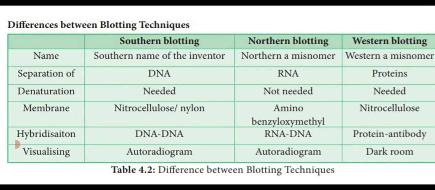These 3 processes use different filter papers. Southern blotting uses nitrocellulose or nylon filter paper. The second one uses aminobenzyloxymethyl filter paper. The third one uses nitrocellulose. So the procedure is the same, only the filter paper is different. That aminobenzyloxymethyl filter paper is made from Whatman 540 paper, which is an important 1-mark question.